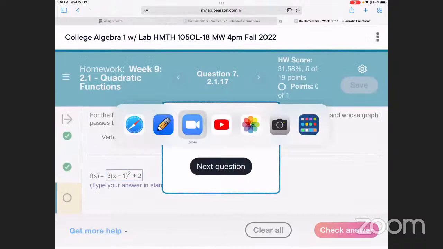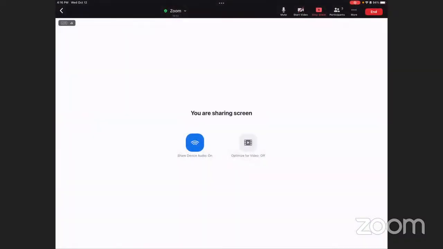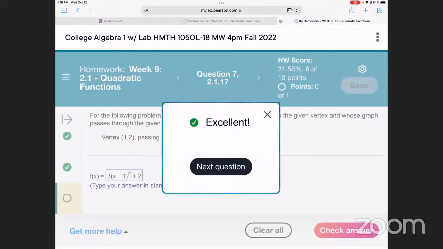Okay, let me just check Zoom really quickly. Looking good. Okay, on to the next question.